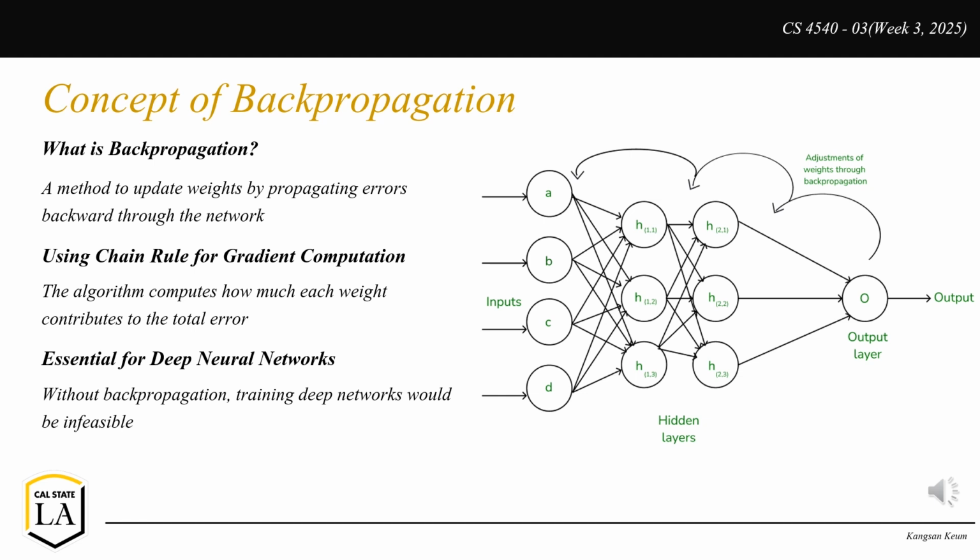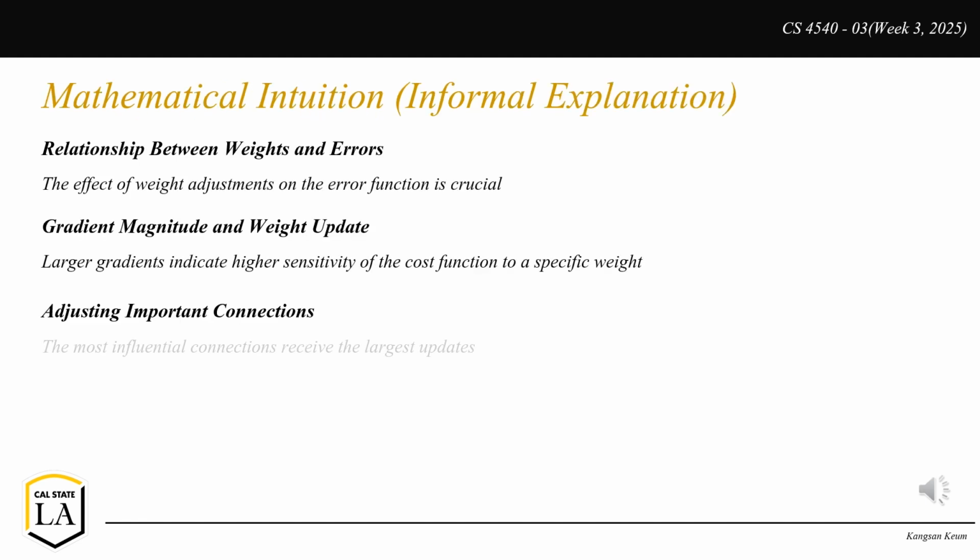Without backpropagation, training deep neural networks would be nearly impossible because we wouldn't have an efficient way to compute these weight updates. This algorithm revolutionized deep learning, making it feasible to train models with millions or even billions of parameters. To gain an intuitive understanding of backpropagation, let's break it down step by step.